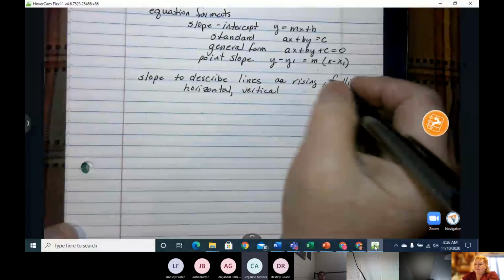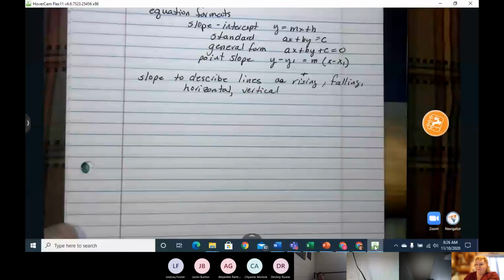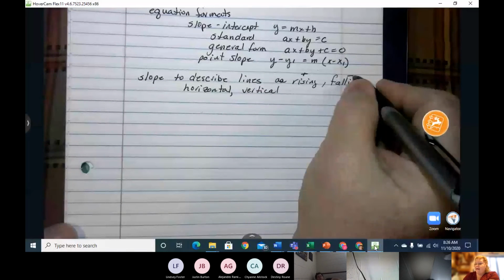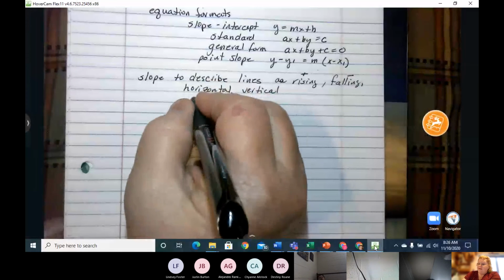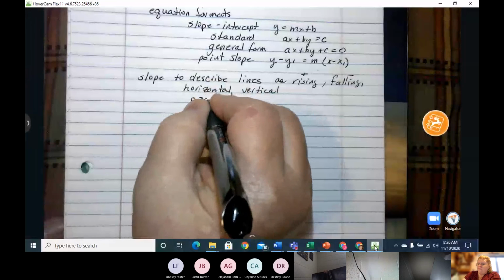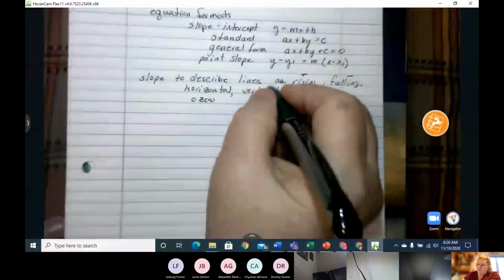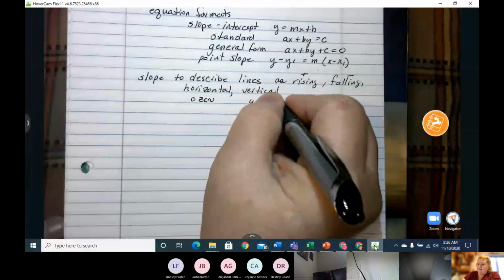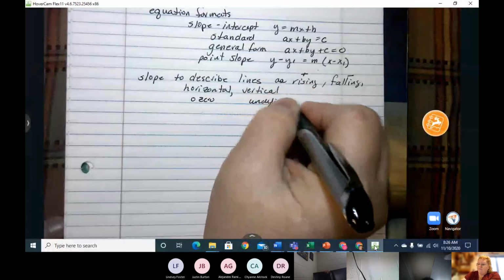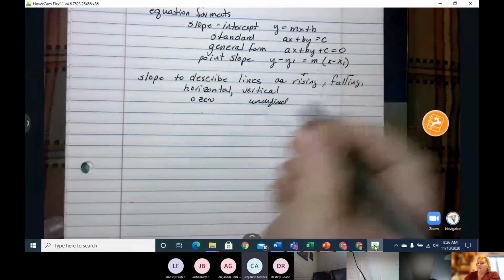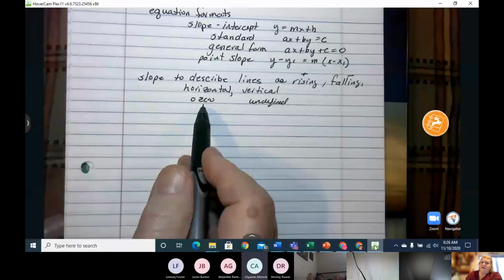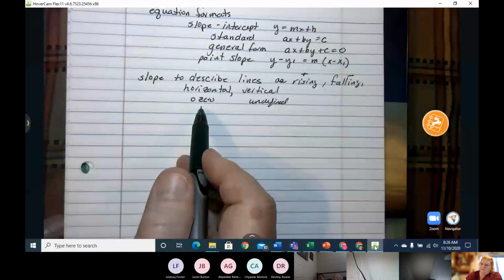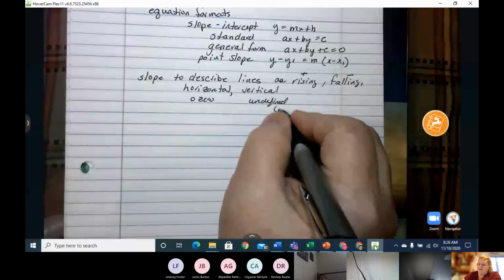If you're rising, you have positive slope. If you're falling, you have negative slope. If you're horizontal, you have 0 slope. And if you're vertical, you have undefined slope. Now, keep in mind, 0 slope is not no slope. The undefined would be the no slope.